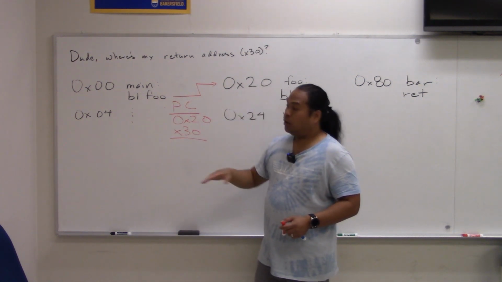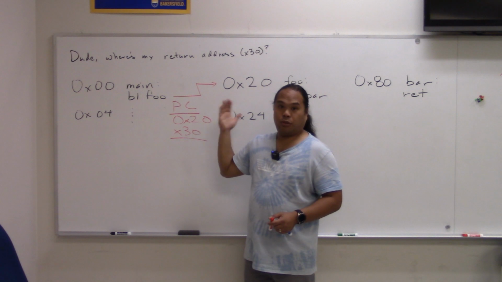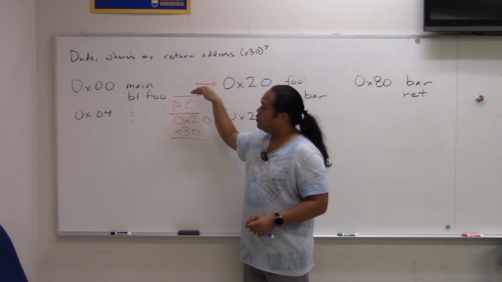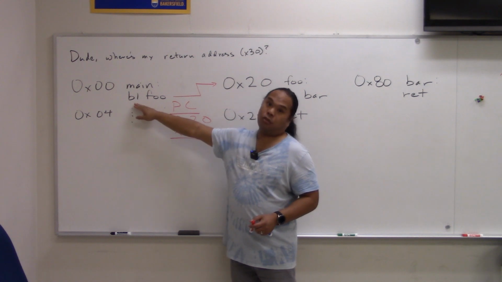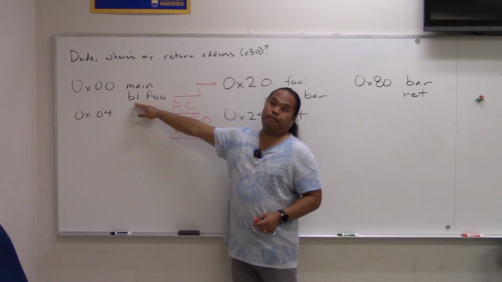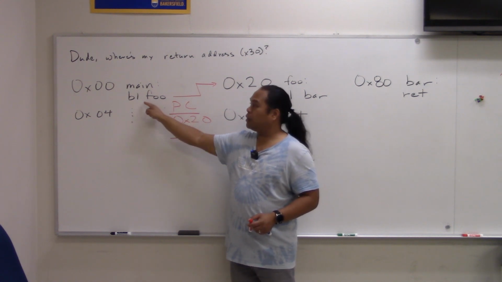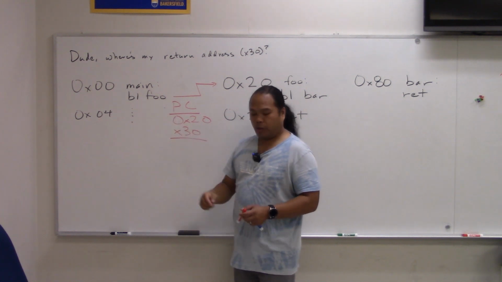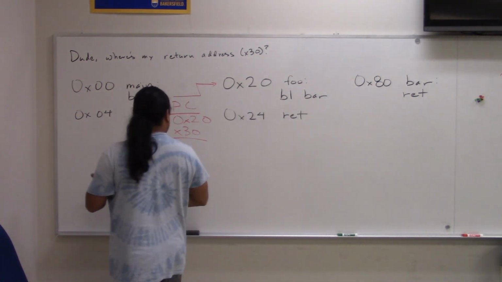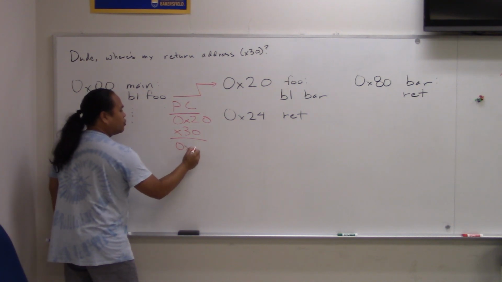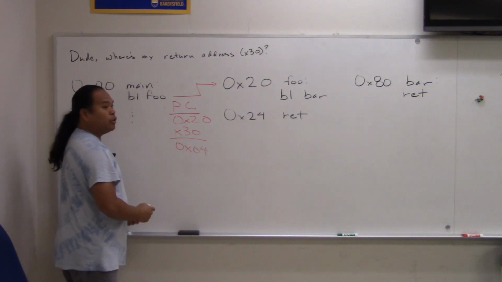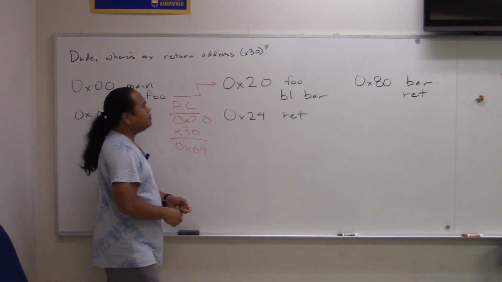Think about that. When we call foo, we let foo do its thing. When foo is done, it'll return to 4, okay? Not 0, because if you set the return address to 0, it's going to get stuck in an infinite loop where we'll keep calling BL foo, okay? So that means that this instruction address 4 is our current return address, all right?